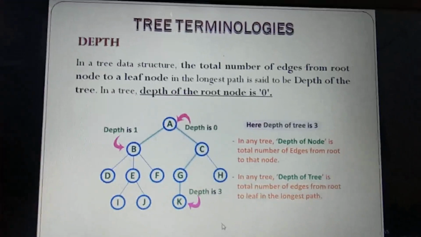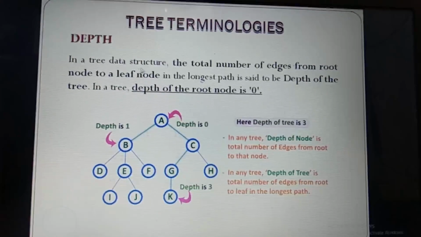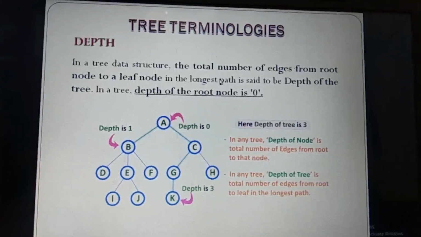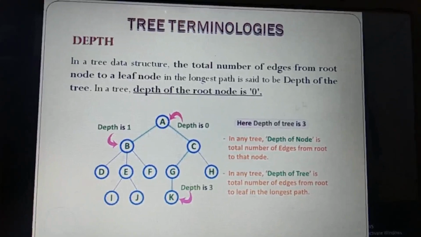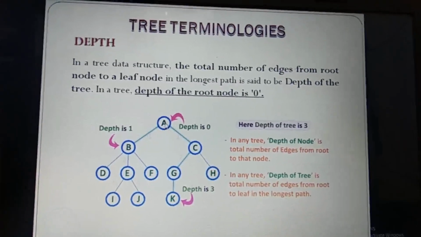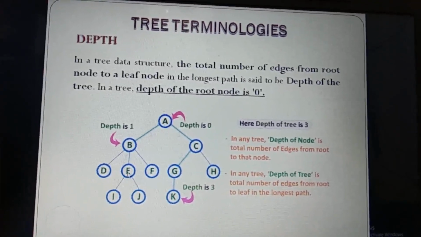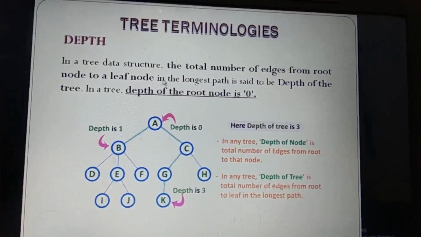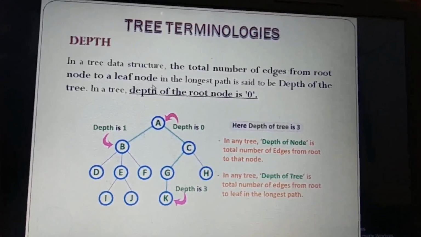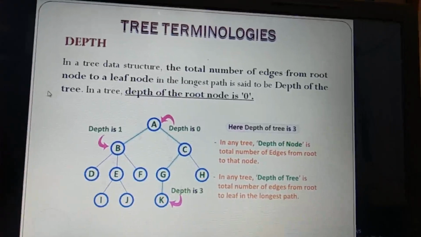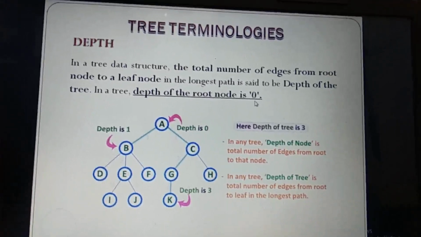Next one, depth. In contrast to height, the total number of edges from the root node to a leaf node in the longest path is said to be the depth of the tree. We should calculate from top to bottom, A to C, C to G, G to K, or A to B, B to E, E to I. The longest path, the total number of edges from the root node to a leaf node, is said to be the depth of the tree. In a tree, the depth of the root node is 0.